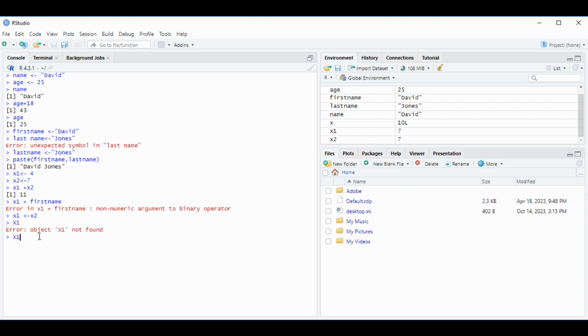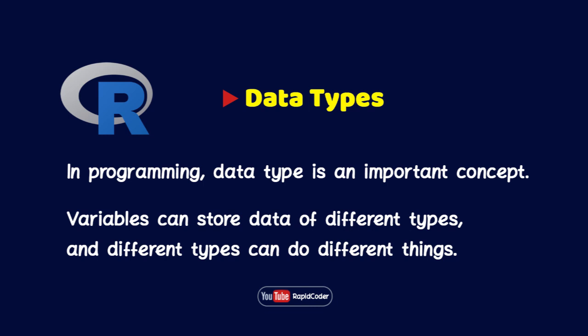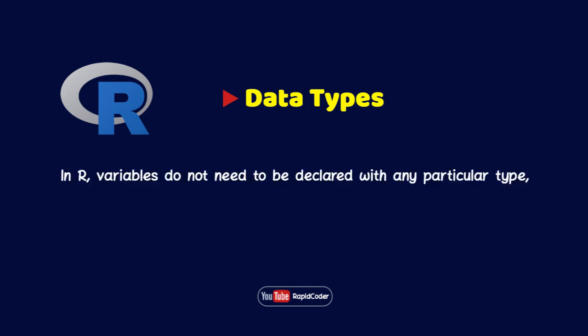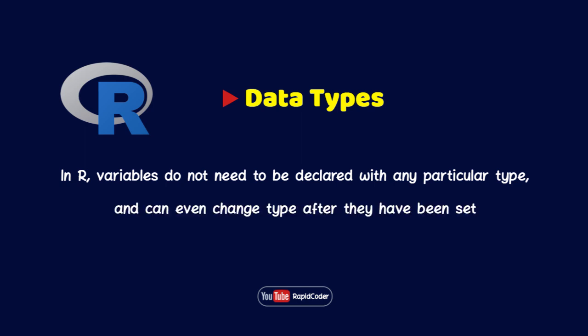And I can assign a different data to the uppercase x1, for example this. In programming, data types is an important concept. Variables can store data of different types, and different types can do different things. In R, variables do not need to be declared with any particular type, and can even change type after they have been set. This option is not available in many programming languages.